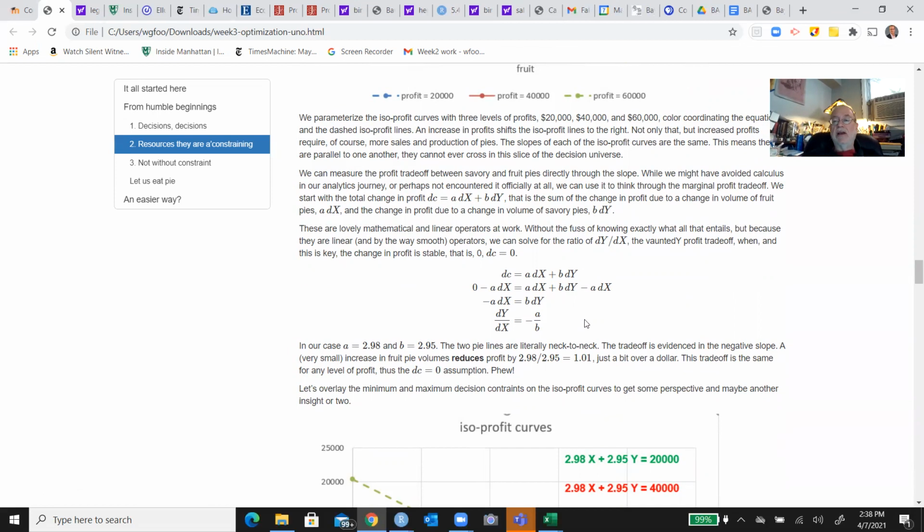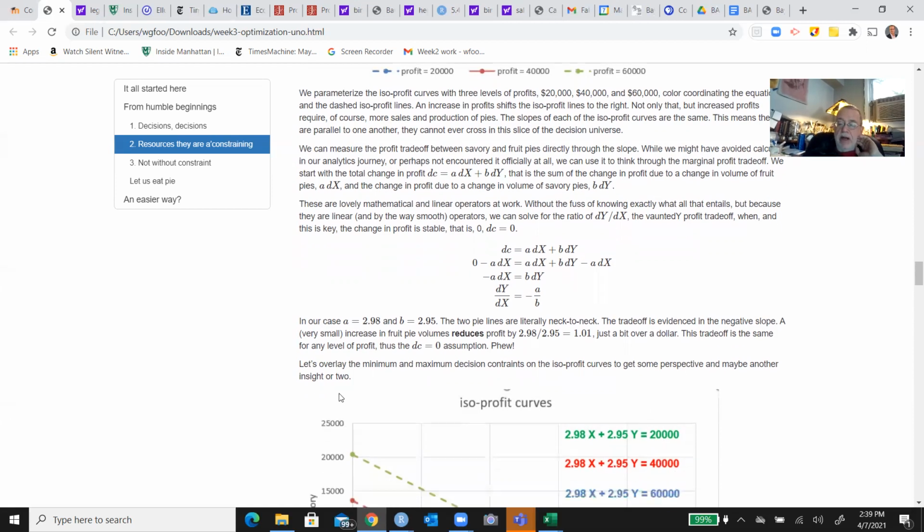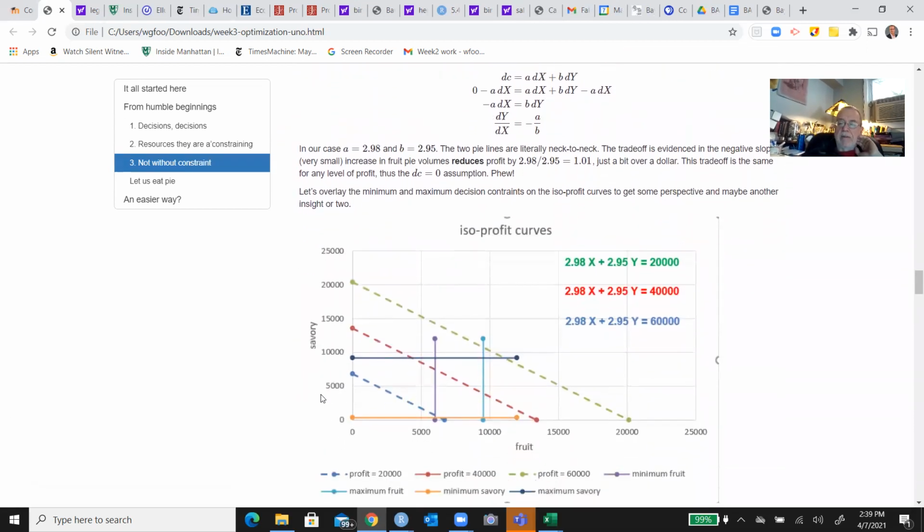I take a total derivative and I manipulate it, assuming that C in this case is the profit, 20,000 or 40,000. I vary it. If it doesn't change, what is the trade-off? Doesn't change means it's on the same line. If it does change, look at what happens. Small profit at the bottom, parallel shift to the right, more profit, 40,000. Another parallel shift to the right.